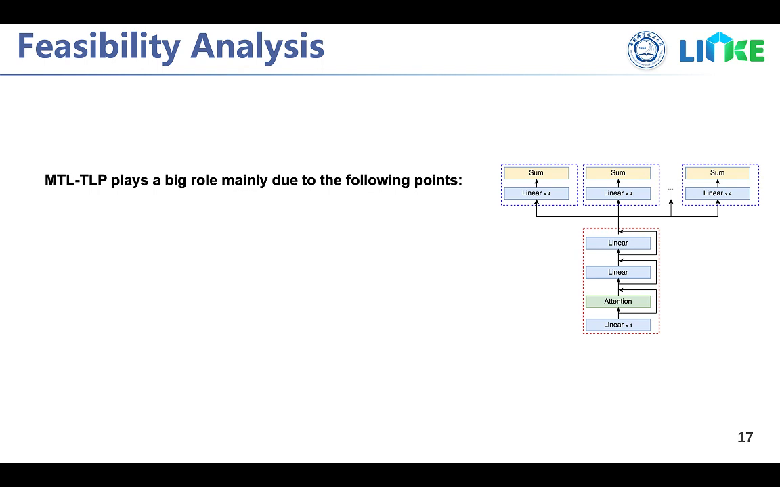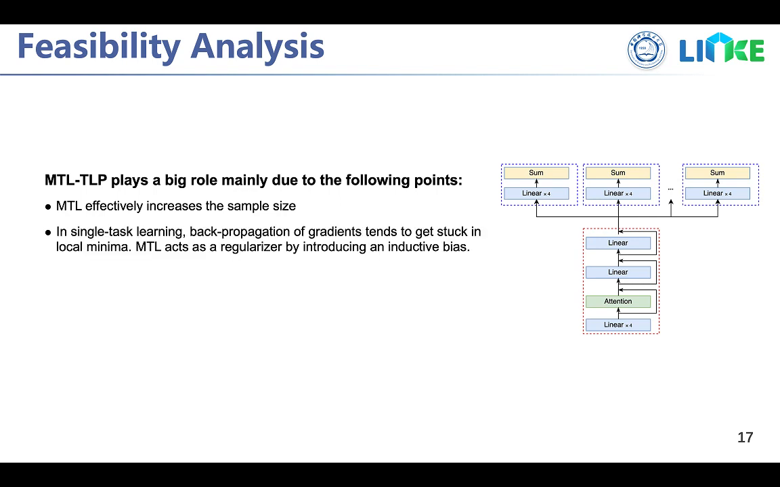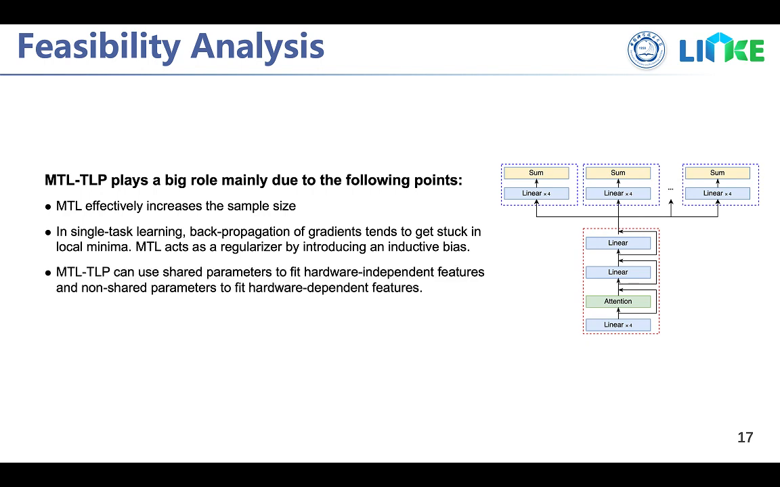MTL-TLP plays a significant role primarily due to the following reasons. Firstly, MTL effectively increases the sample size. Secondly, in single-task learning, the backpropagation of gradients tends to get stuck in local minima. MTL acts like a regularizer by introducing an inductive bias. Lastly, MTL-TLP can use shared parameters to fit hardware-independent features and non-shared parameters to fit hardware-dependent features.